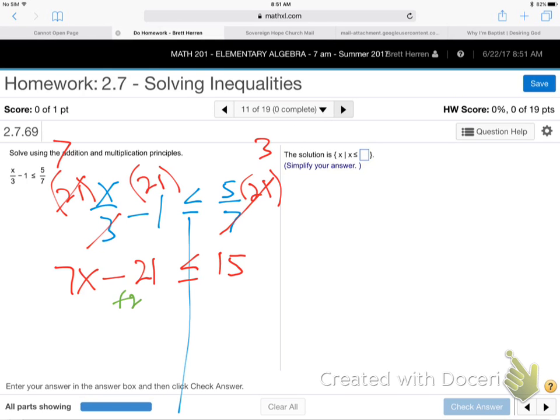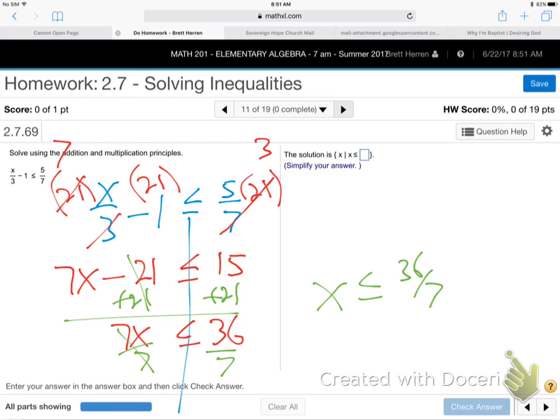Then you just add the 21 to both sides. That's gone. And we got 7x. That's equal to, what is that? 36. Last step is divide by 7. There it is. X is less than or equal to 36/7. It's kind of an ugly fraction answer. There we go. All right. Is that good? If you had enough math?